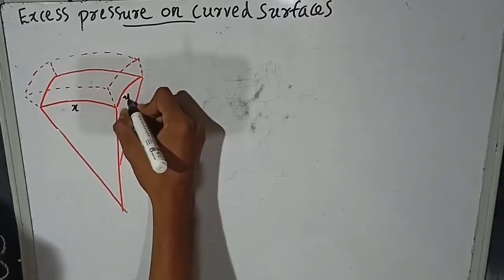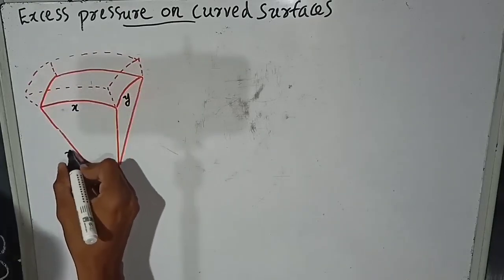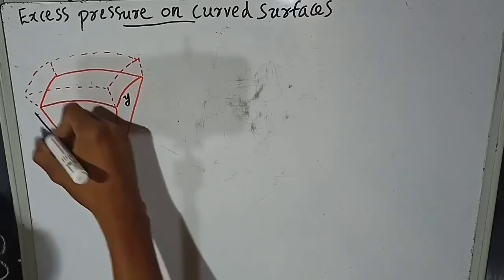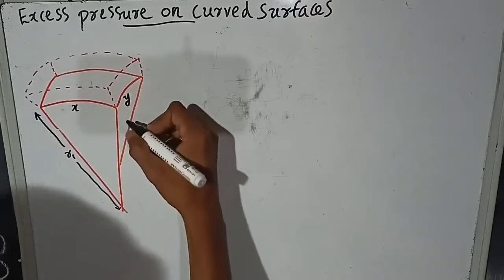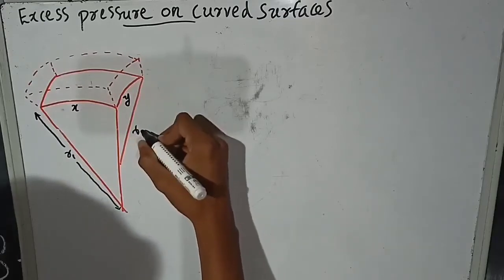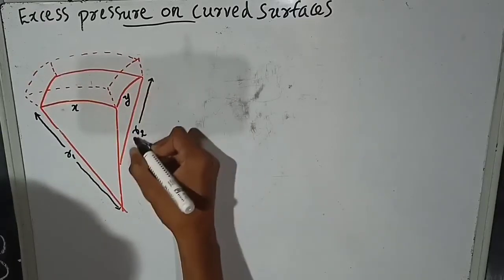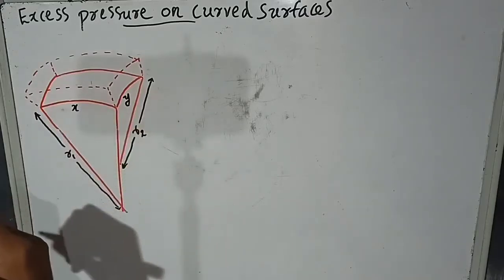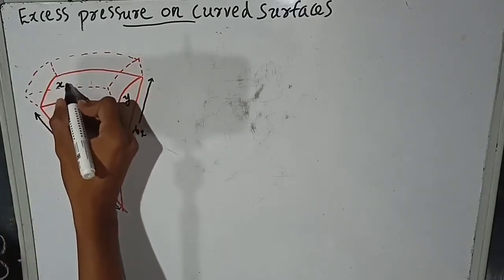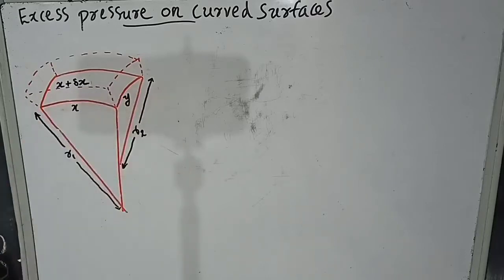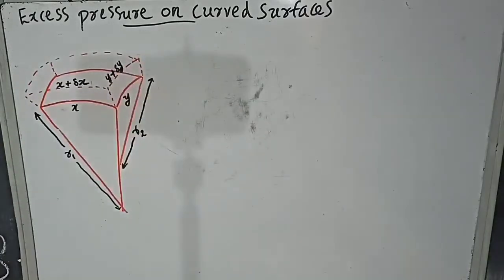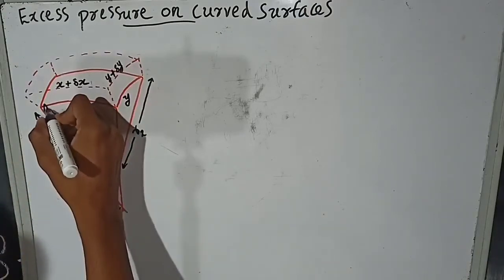Suppose the length of this side be x and this side be y and this distance be r1, and this radius to be r2, and suppose this expanded side has a distance x plus delta x, and also suppose this expanded side of y has a distance y plus delta y.